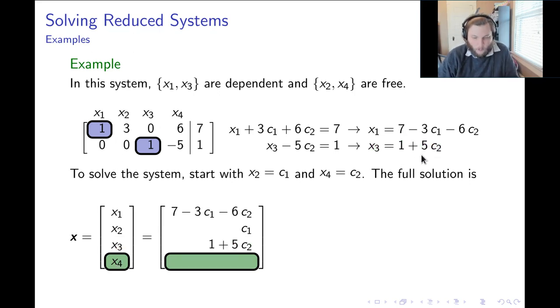Finally, x4. x4 was our second free variable, and we chose to set x4 equal to any number we want, and we called that number c2. So x4 is equal to c2.